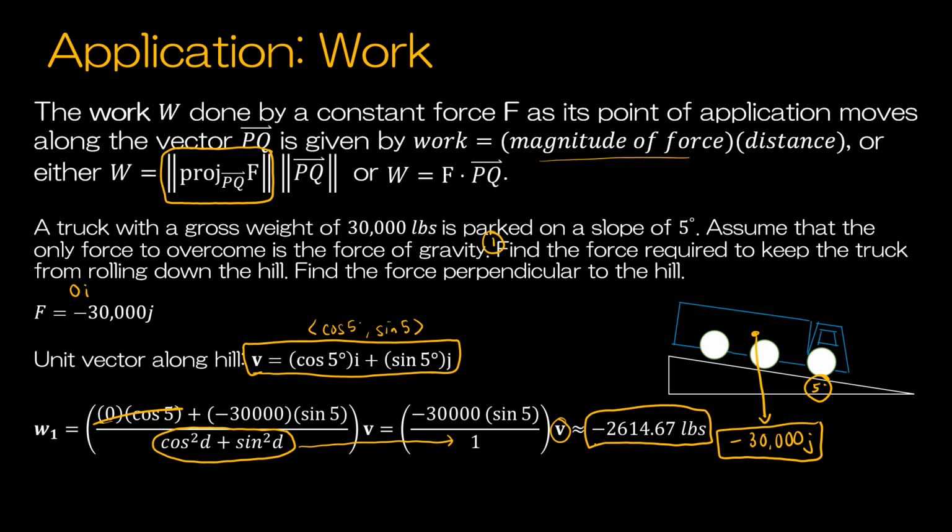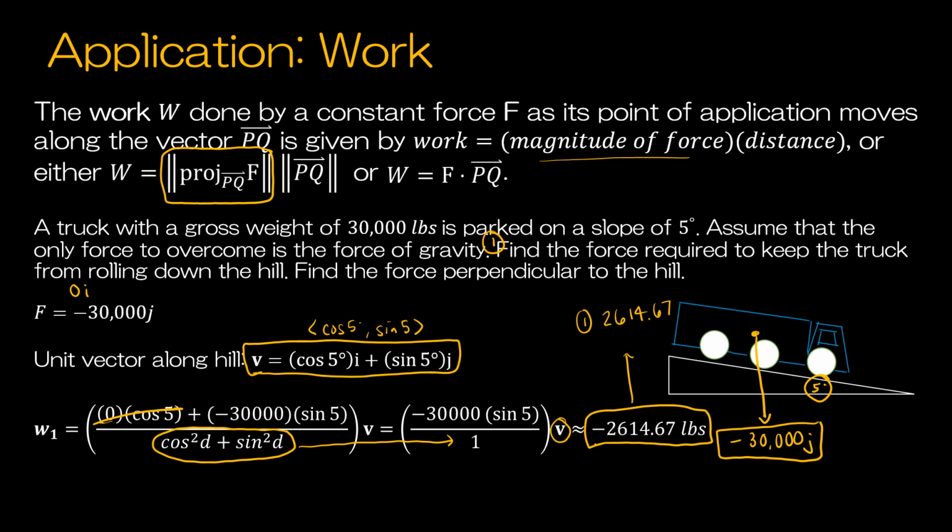That's not the answer to question number 1. Question number 1 says, what's the force required to keep the truck from rolling down the hill? So this is the force going in this direction, right? This is the force, and I need to counteract that. So my answer to question 1 is that I need positive 2614.67 to cancel that out. So that's the force required to keep the truck from rolling down the hill.